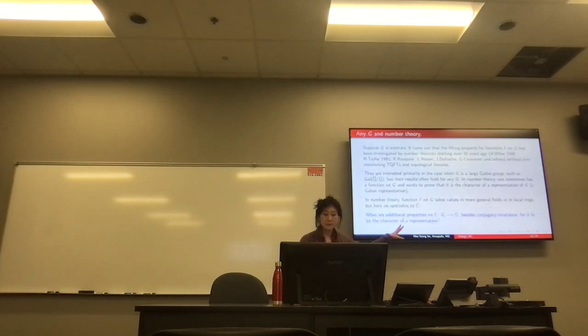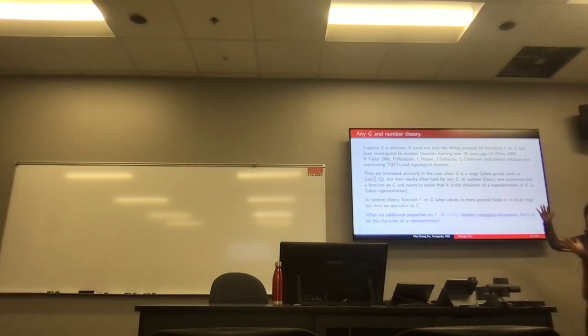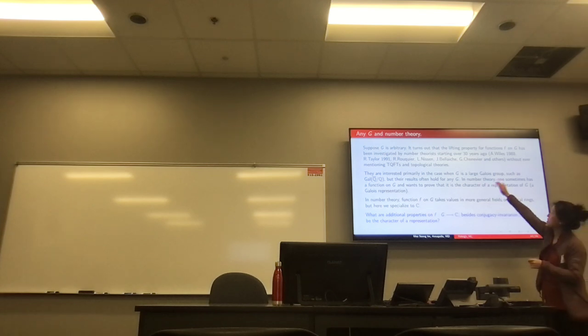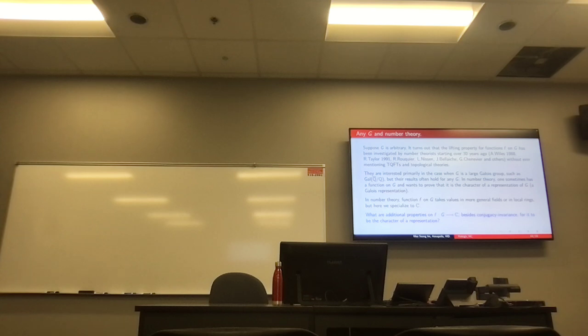Okay, so in the number theory case, let's assume G is arbitrary. It turns out the lifting property has been studied by a lot of mathematicians in number theory: Andrew Wiles, Taylor, Mikhail, Mee Seong Im, Chenevier. In all these papers, they're studying, given any function lowercase f which is constant on conjugacy classes, when you lift it to a true representation. We're going from a pseudo-representation to a representation. But they never mention anything about TQFT or topological theory, no geometry, no topology. They're also interested in when G is a Galois group, but the results hold for any group G, or a monoid G.